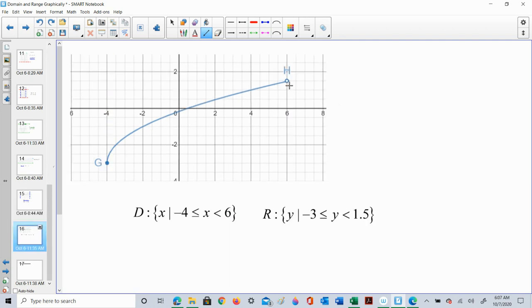Well, if I put that open hole over there, now this is not part of the graph. So our domain is greater than or equal to -4. G is still part of it, but less than 6, not less than or equal to, because this point here, 6, 1.5, is not part of the graph. Same thing with the range, greater than or equal to -3, less than 1.5.